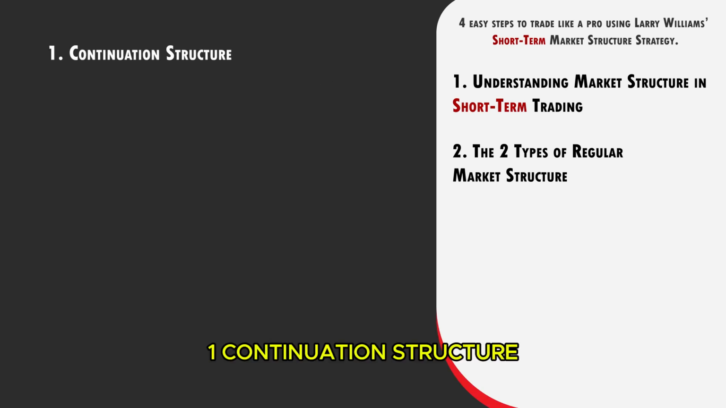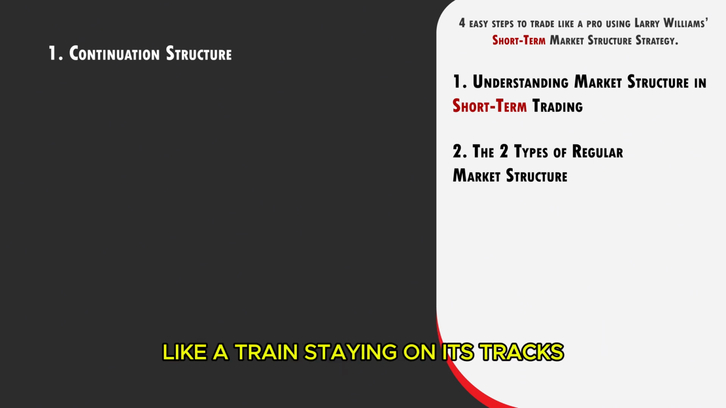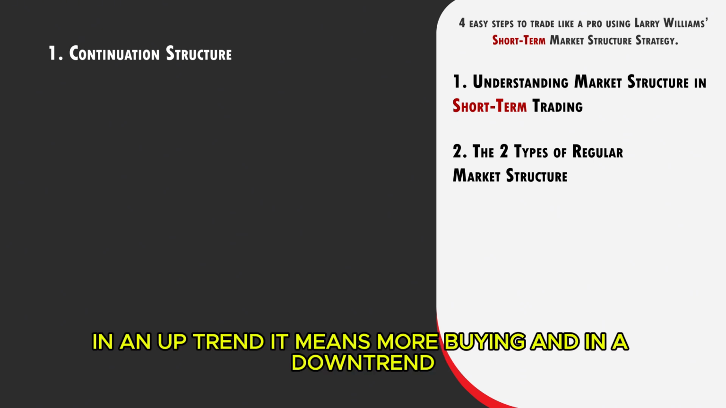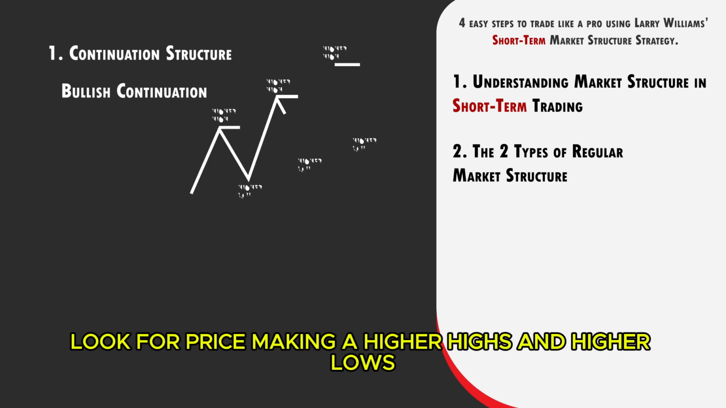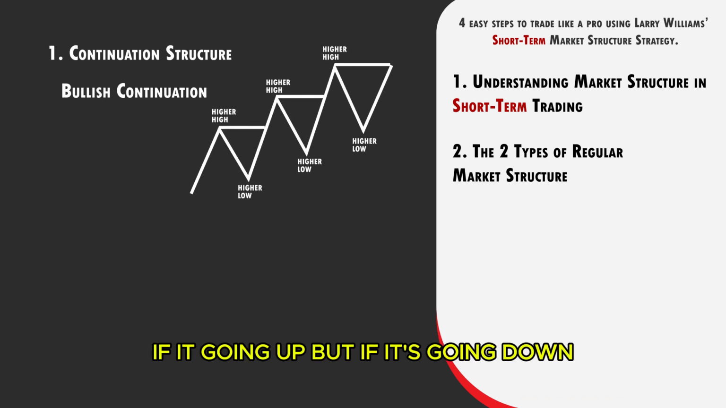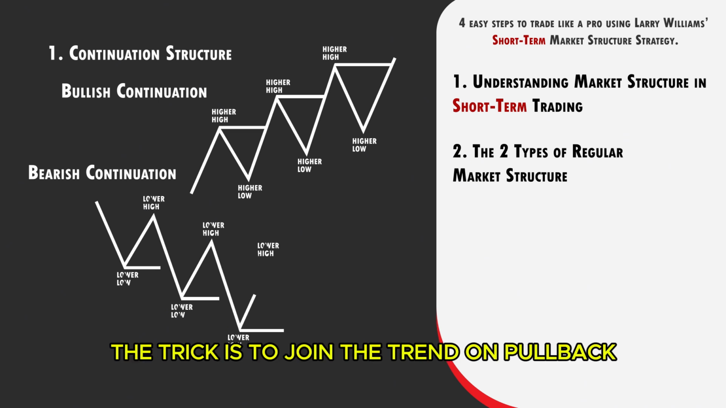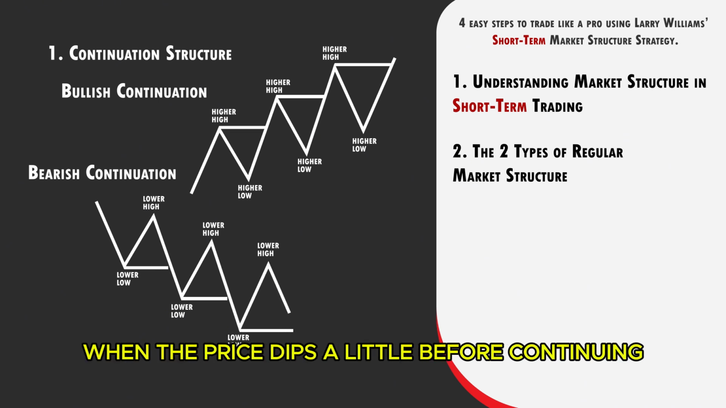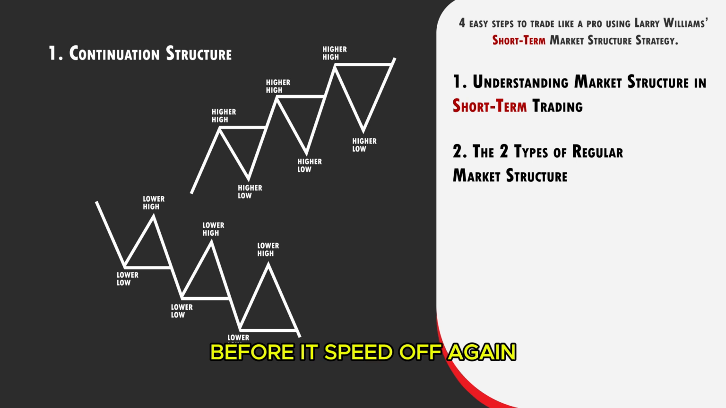1. Continuation structure. This is when price keeps moving in the same direction, like a train staying on its tracks. In an uptrend, it means more buying, and in a downtrend, more selling. Look for price making higher highs and higher lows if it's going up. But if it's going down, watch for lower highs and lower lows. The trick is to join the trend on a pullback when the price dips a little before continuing. It's like getting on a train during a quick stop before it speeds off again.